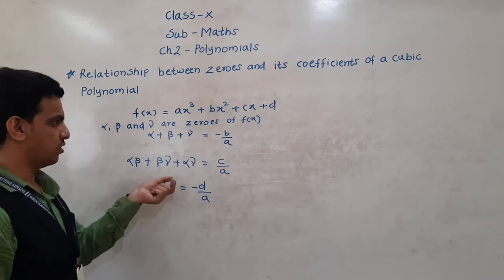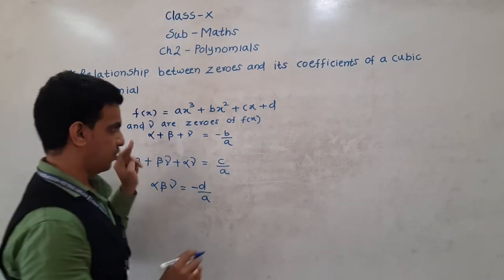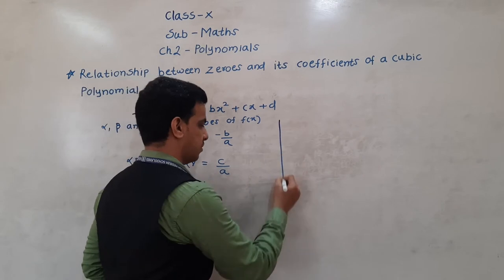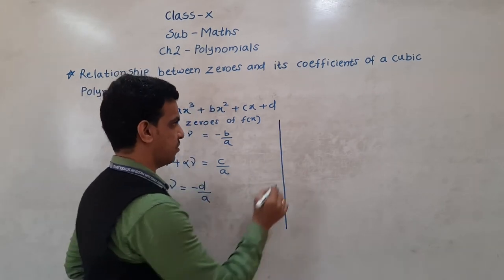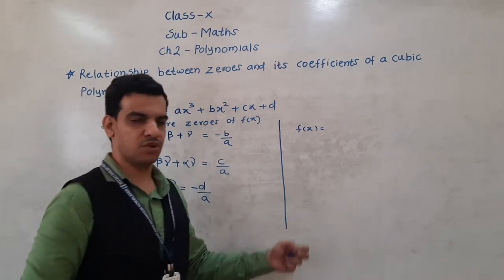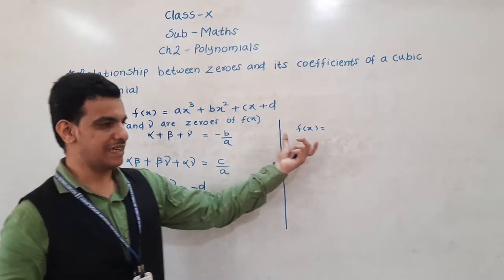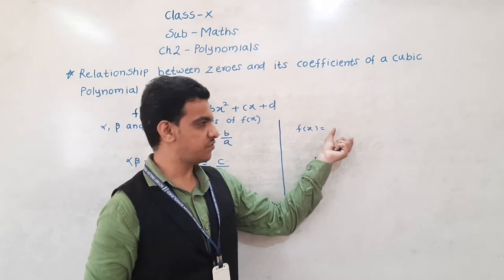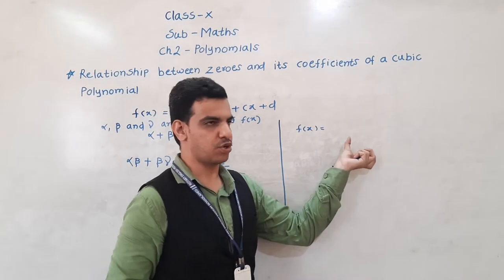So here the cubic polynomial is like this. For a quadratic polynomial, we write f of x is equal to x square minus sum of zeros into x plus product of zeros.